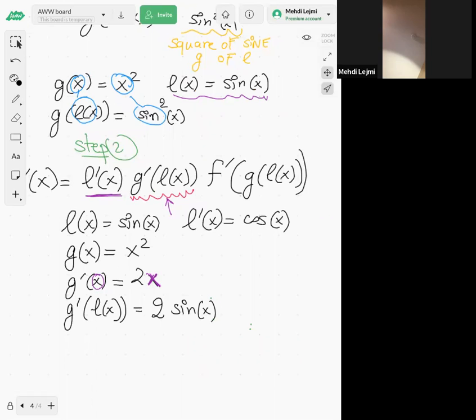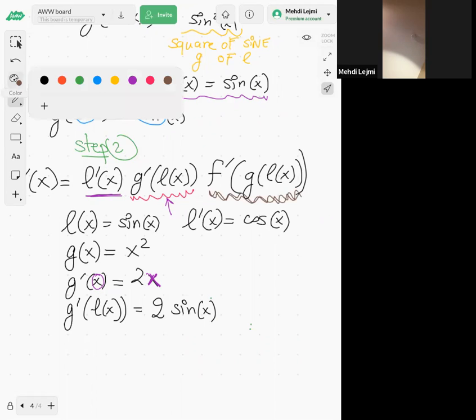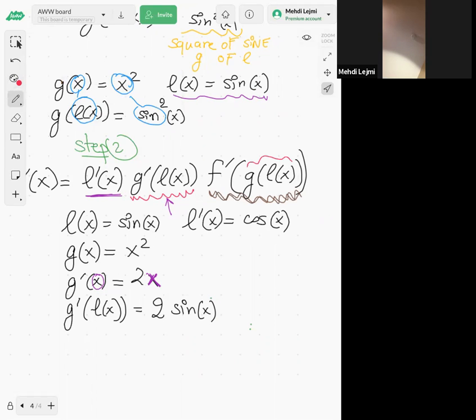Now, what about the third term? We need this f prime of g of l of x. So do we know g of l of x? Yes, we just said here, g of l of x is sine square of x, right? Let me write it down here. So g of l of x, not g prime, g, we just said it's sine square of x, right?